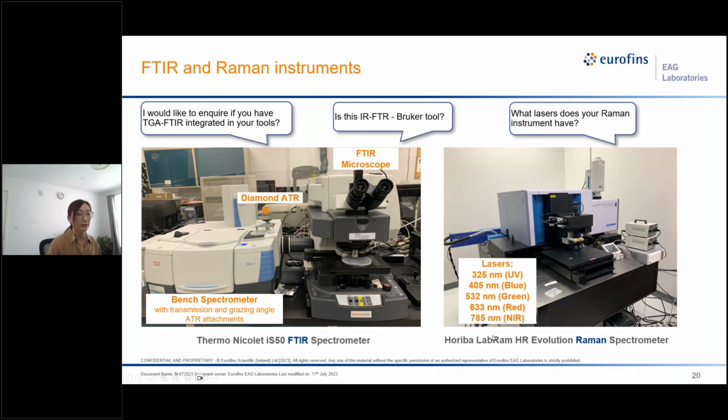Our Raman instrument comes from Horiba. What is really unique about our instrument is that it is equipped with 5 different lasers as the excitation source. The laser wavelengths cover the UV, visible, and then the near infrared region. The wide selection of lasers gives us the ability to achieve optimized analysis for a wide range of materials.